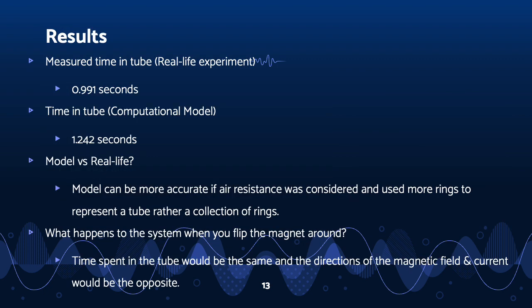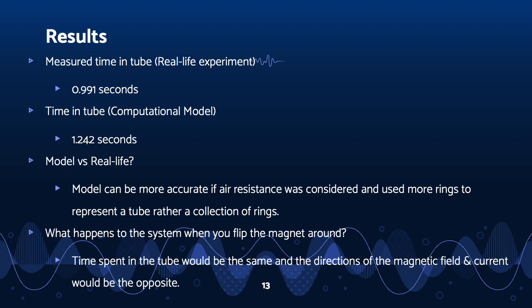Here are my results. So the measured time in tube for the real-life experiment was 0.991 seconds, and the time in tube for the computational model was 1.242 seconds. So what's the difference between the model versus the real-life experiment? Well, the model could be more accurate if air resistance was considered and if it used more rings to represent the tube rather than a collection of rings.